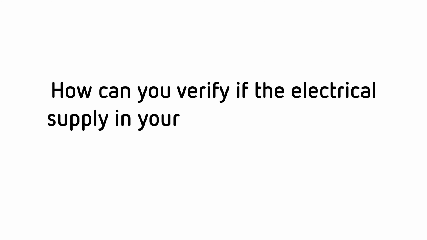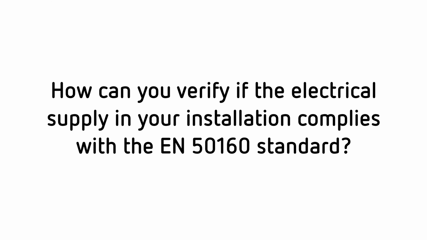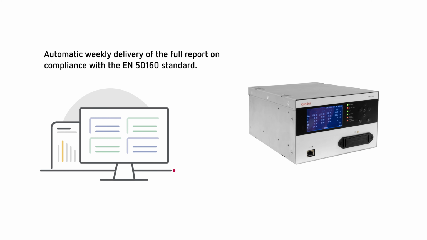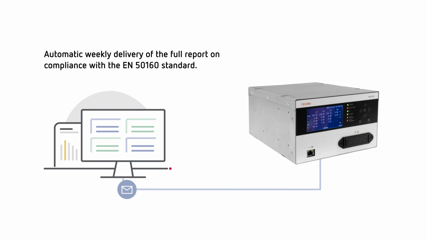And now the big question: how can you check if the power supply in your installation complies with the EN 50160 standard? For that purpose, at Circutor we have developed the QNA 600, a power quality analyzer that automatically generates weekly compliance reports according to the EN 50160 standard. Forget about processing thousands of data points manually or having to learn the limits of the quality standard. The QNA does the analysis for you and clearly informs you whether your installation is within the limits of the standard or if there is any parameter out of bounds, so you can notify your electricity distributor to take actions that ensure proper power quality.